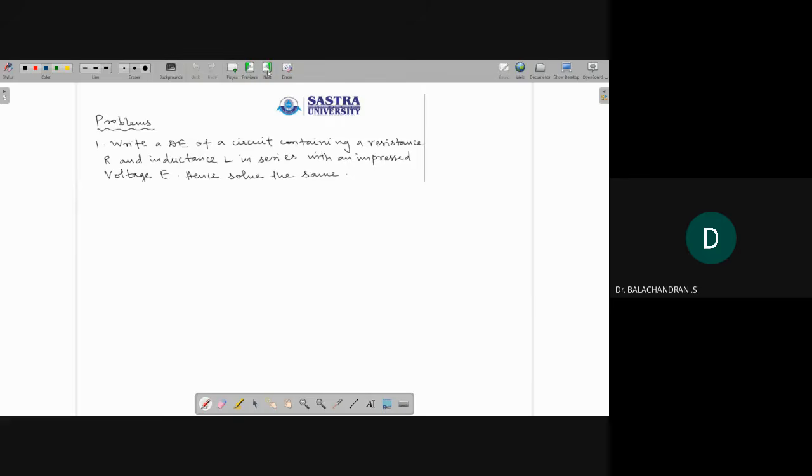The first problem is: write a differential equation of a circuit containing a resistance R and an inductance L in series with an impressed voltage E, hence solve the same. So I need a differential equation. Anyone of them, tell?